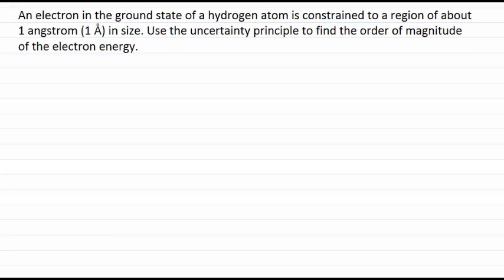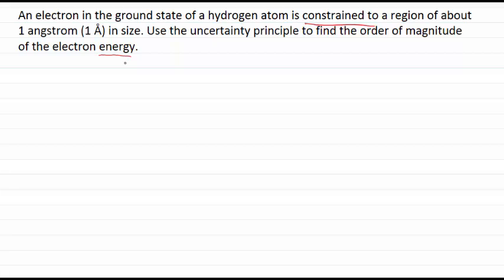This PhysCast is going to look at using the Heisenberg Uncertainty Principle in the example of an electron in an atom. Pause the video and read through the question carefully. Now that you've read through the question, you can see that we're considering an electron that is constrained to a region of space, and that constraint in position should give us some understanding of maybe a limit to the momentum value that may also then give us a limit to how small the energy of this system could be.